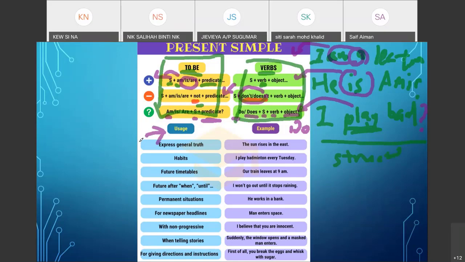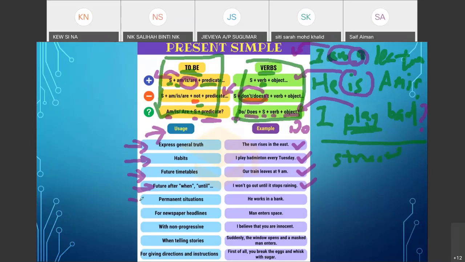We use the simple present when we want to talk about the general truth. For example, the sun rises in the east. This is the truth, so we use simple present tense. If we want to talk about a habit, I play badminton every Tuesday, we use simple present tense. If you want to talk about a future timetable, for example, our train leaves at 9 a.m., we use simple present tense. Future after when or until: I won't go out until it stops raining. So we use simple present tense.